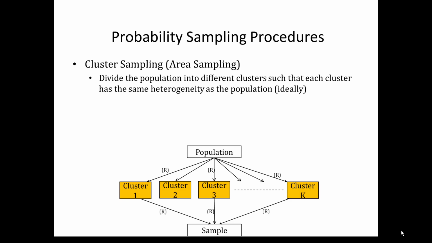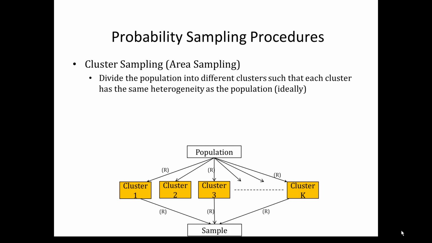The population is divided into clusters, which are not the same as segments. Clusters typically are formed based on naturally occurring groups of sampling units. For example, you could form clusters based on the physical locations or areas where sampling units can be found, in which case the sampling procedure is called area sampling.